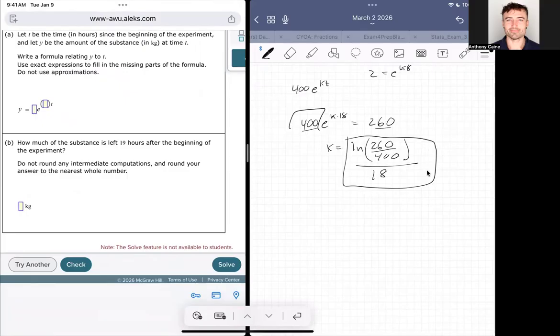So, okay, now what does our function look like? Our function looks like 400 e to the, and then this thing. So ln of 260 over 400 divided by 18, my God, times t. Okay, so all of this is the exponent. And if you plug in 19 for the hours, then whatever you get, you're going to round and punch it in there. So, okay, that is your practice exam. Hopefully this all helps. And that's pretty much it for the semester.